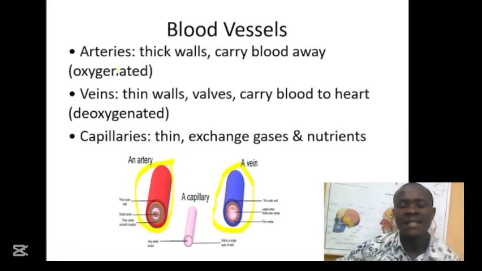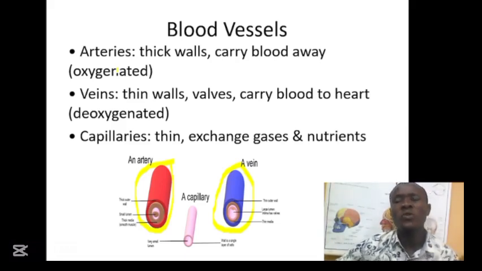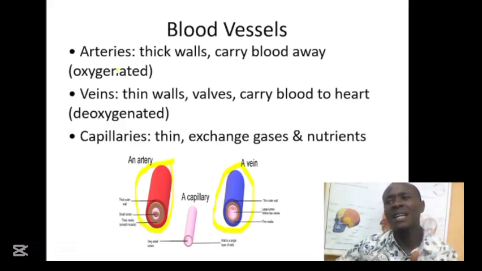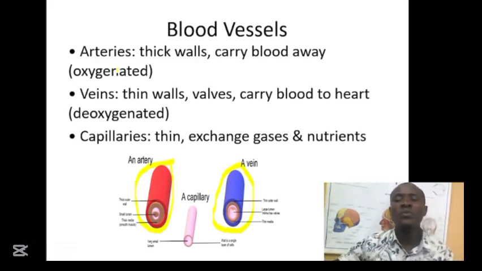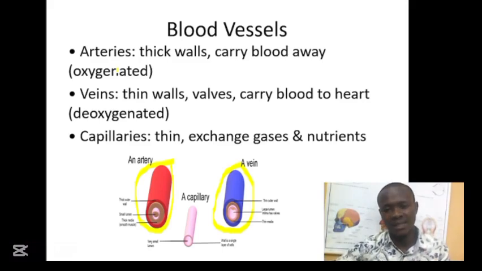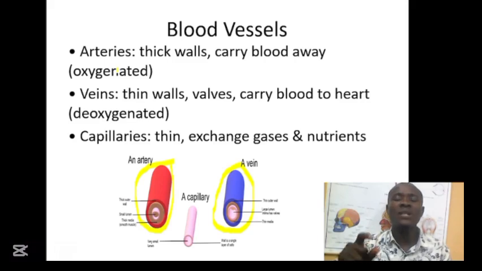And the third difference that I'm going to give you is based on which one is carrying the blood away from the heart and which one is carrying blood to the heart. So the arteries, they are carrying blood away from the heart. All arteries carry blood away from the heart, and veins carry blood to the heart. And the artery carries oxygenated blood except the pulmonary artery, while the vein carries deoxygenated blood except the pulmonary vein.